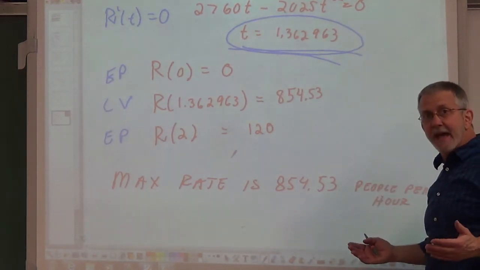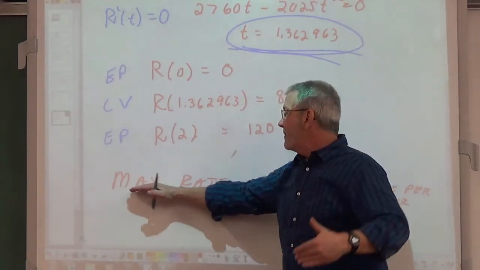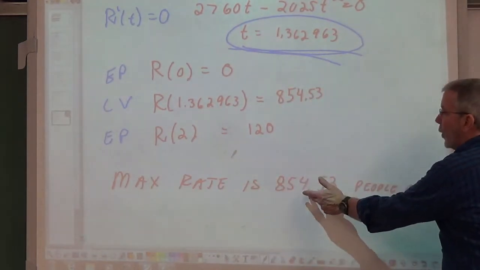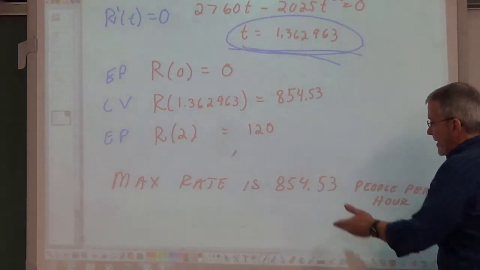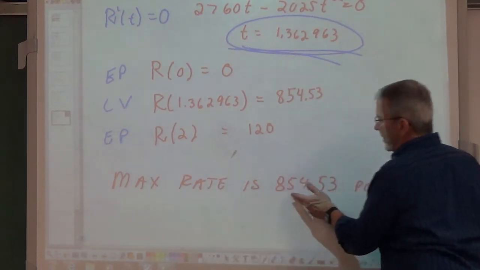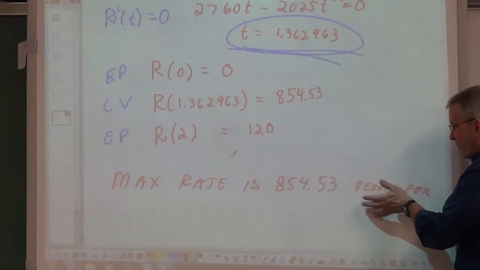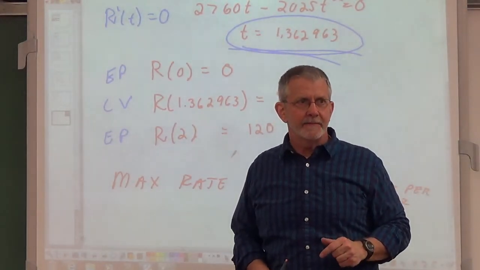And so what do you want to say? You have to have the conclusion: the max rate is 854.53 people per hour. They give you the units, use your units. The max rate is 854.53 people per hour entering that auditorium for that rock concert.